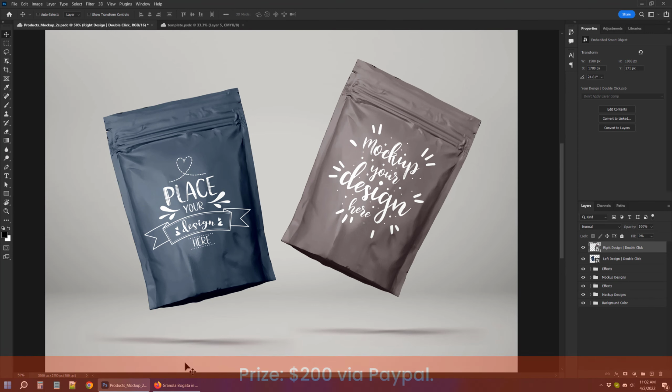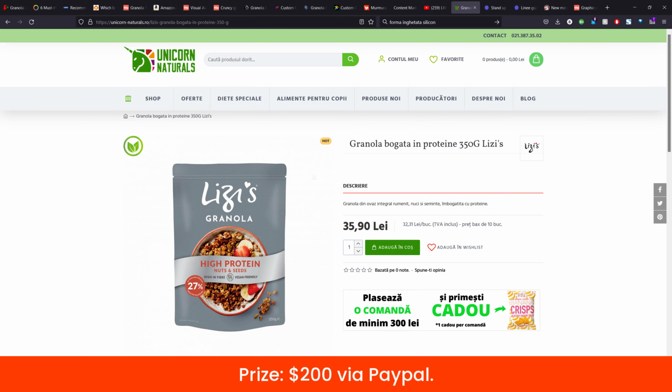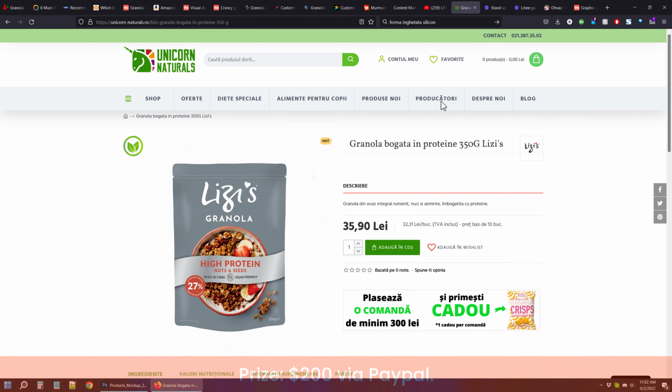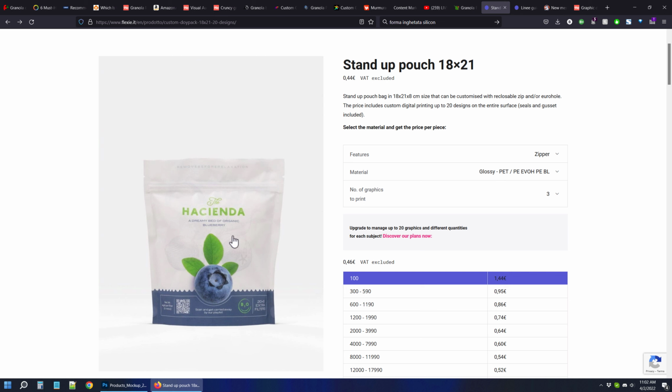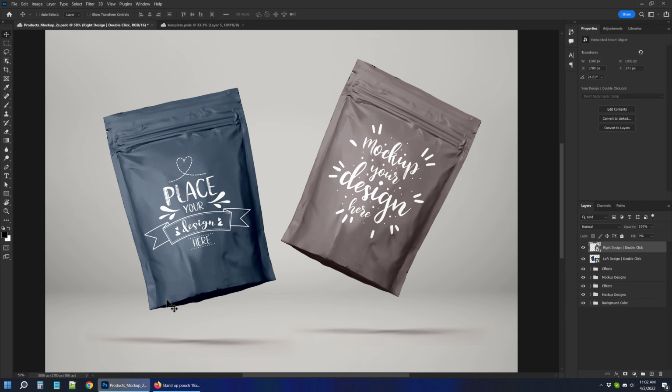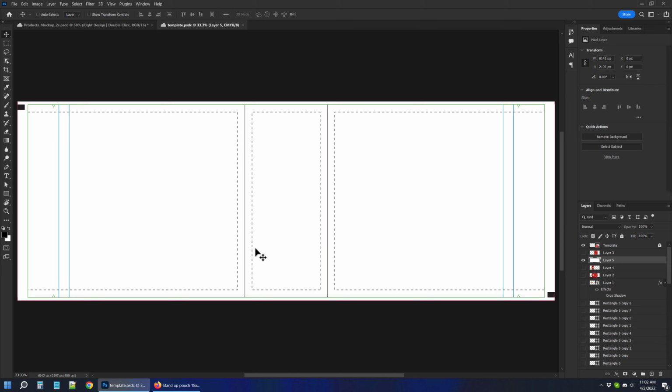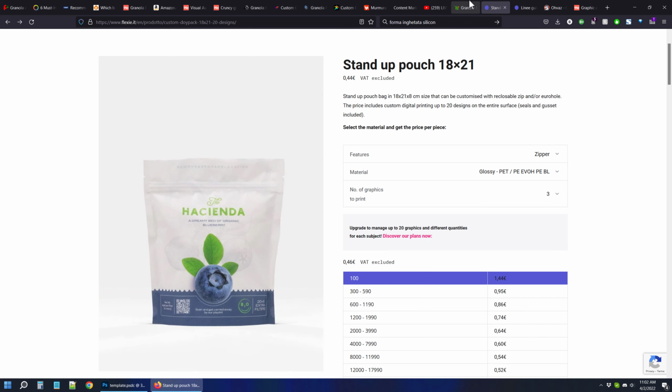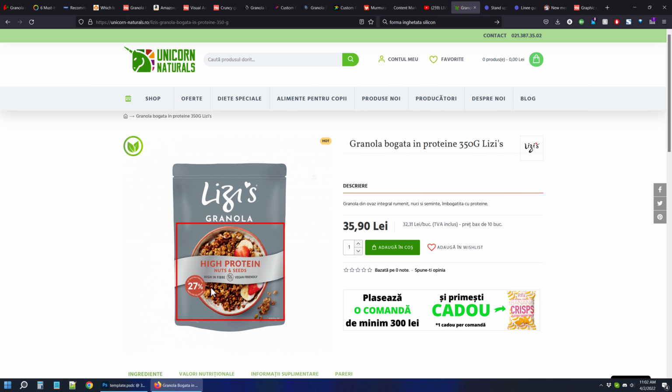The prize is $200 paid via PayPal for a granola packaging. That's a cereal packaging. Now you have to use this specific template. You can use any image of cereal or granola in this design. I'm going to replace it with a real one. So I'm talking about this specific part, if you plan on using such a thing.